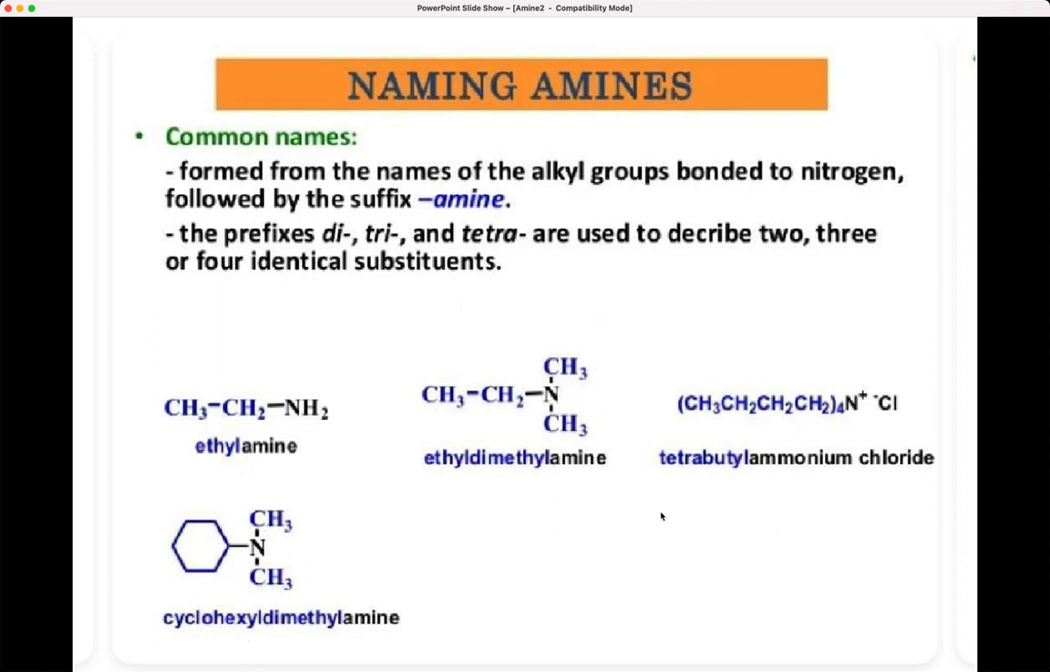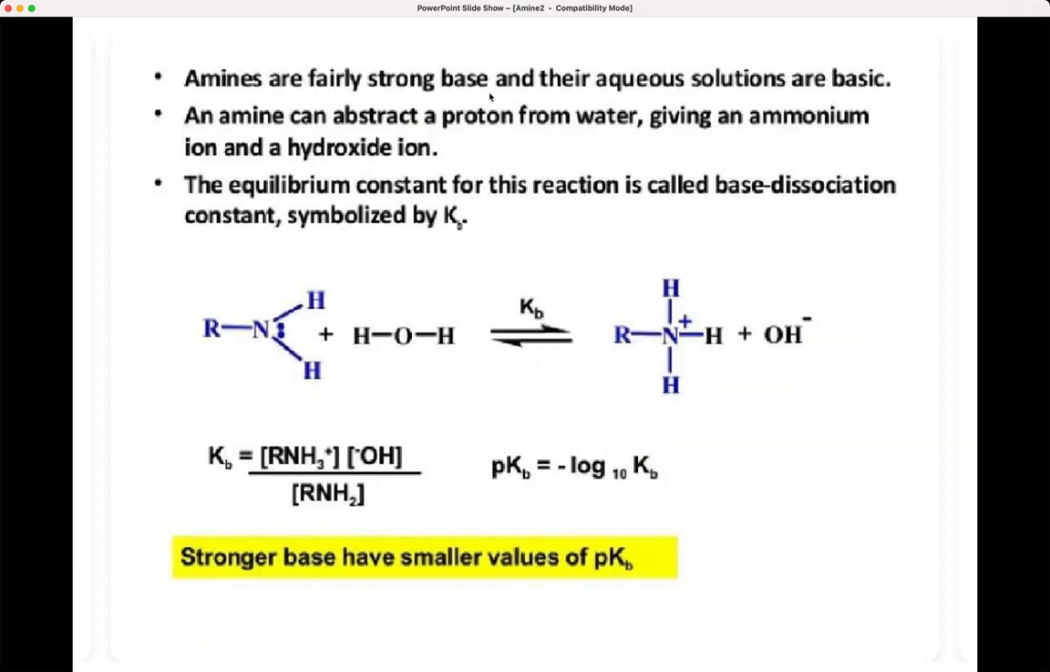Okay, now remember these structures. Amines are very strong bases, and their aqueous solutions are basic. An amine can abstract a proton from water, giving an ammonium ion and a hydroxide ion, and the equilibrium constant for this reaction we call the base dissociation constant. Kb is the symbol. So RNH2 plus H2O, Kb: you can see that H gets attached there and OH goes free, and Kb is RNH3+ and OH- over RNH2. So stronger bases have smaller values of pKb.